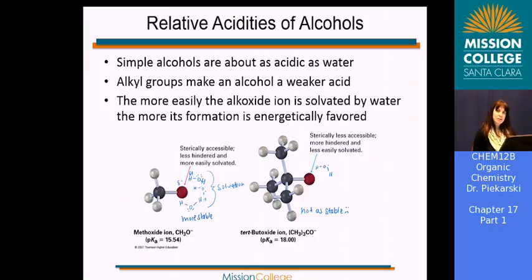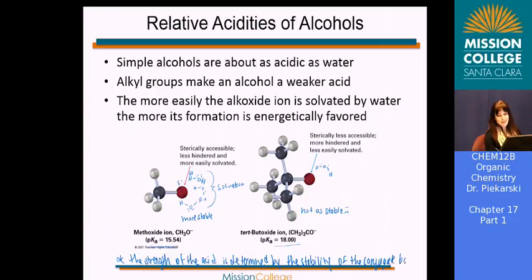And you're like, okay, Dr. P, you're talking about the strength of the acid. I can see that you have the pKa of methanol here and the pKa of tert-butanol, but why are you talking about its conjugate base and its stability? Remember that I've talked about this before. The strength of the acid is determined by the stability of the conjugate base. It's so critical you understand that.